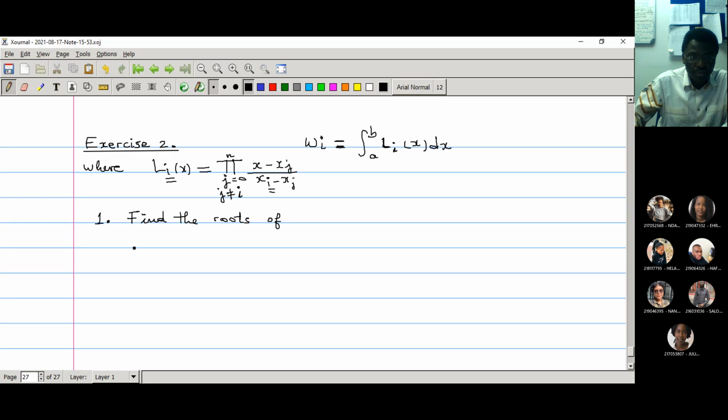So I will just do this. P4 of x equal to 35x to the 4th minus 30x squared plus 3.